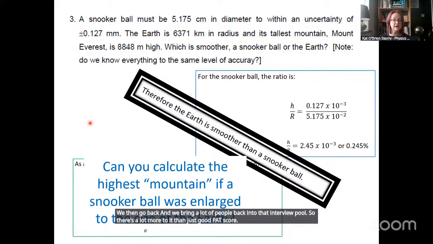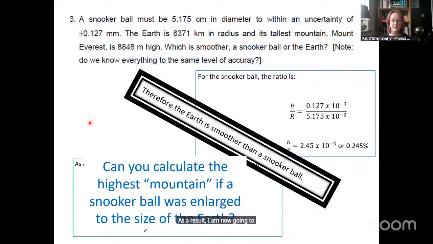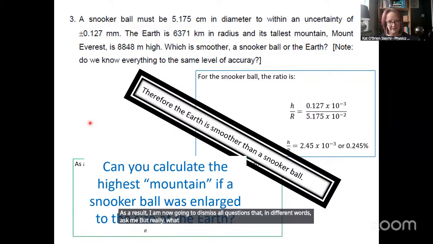As a result, I am now going to dismiss all questions that in different words ask me, but really, what is the right PAT score? Because there is not a fixed answer.